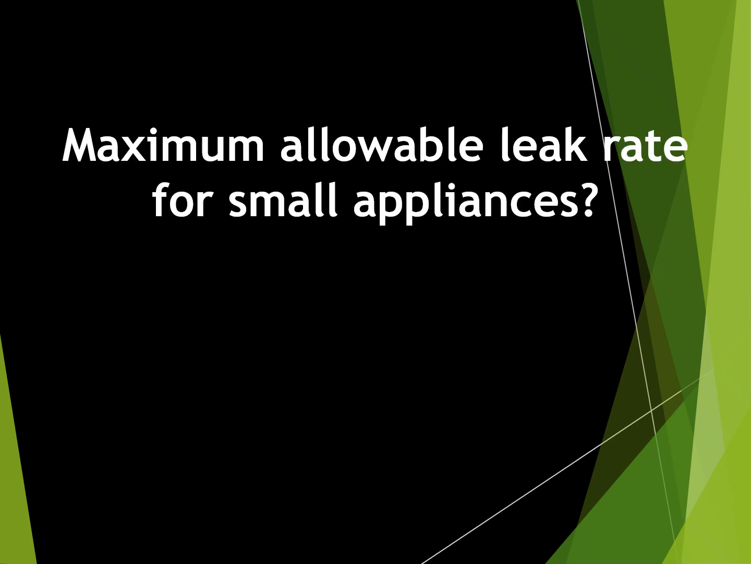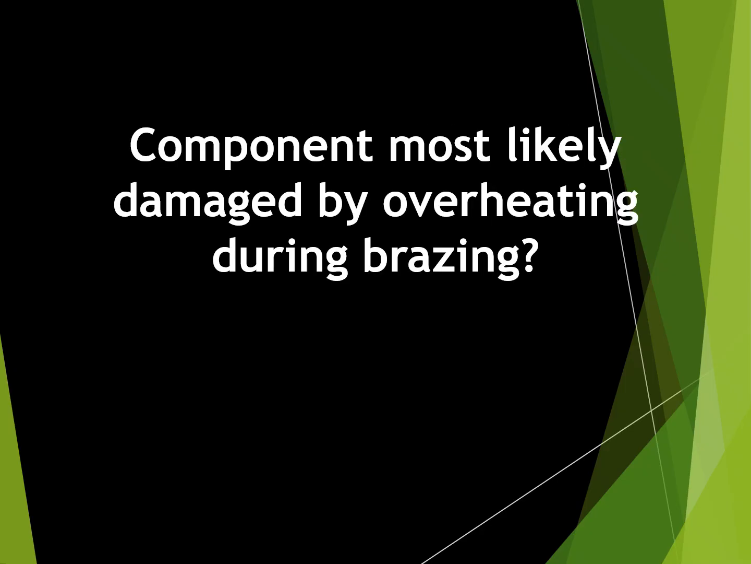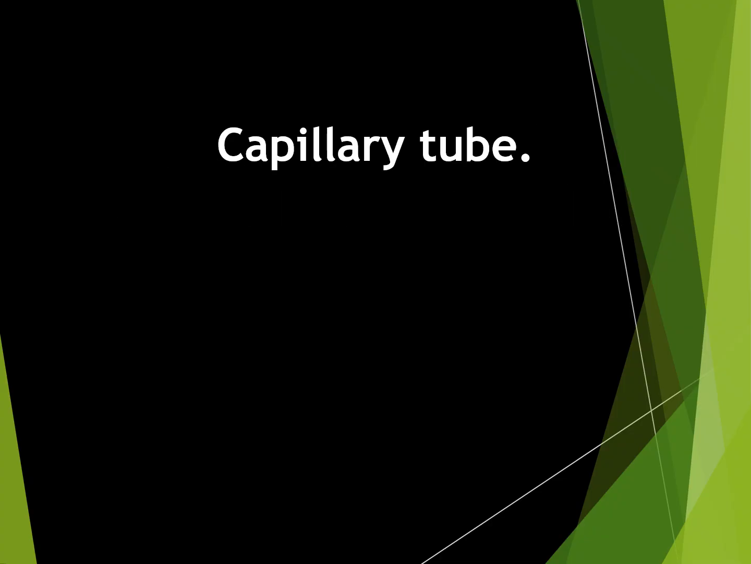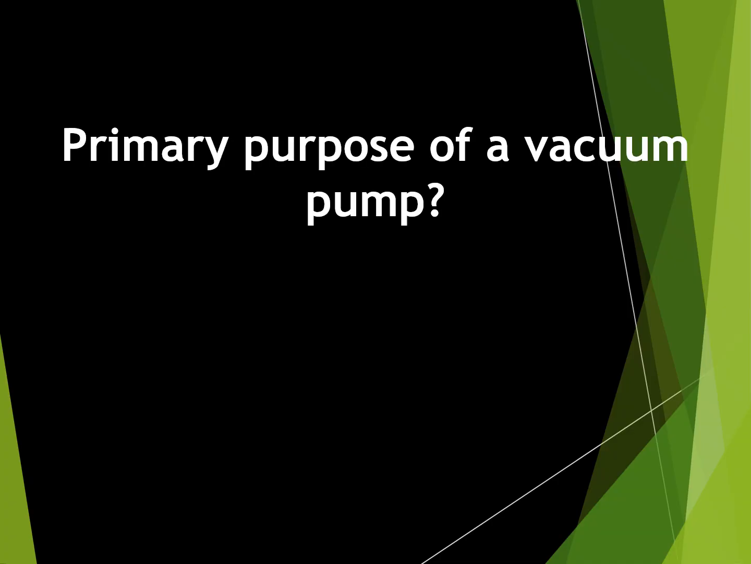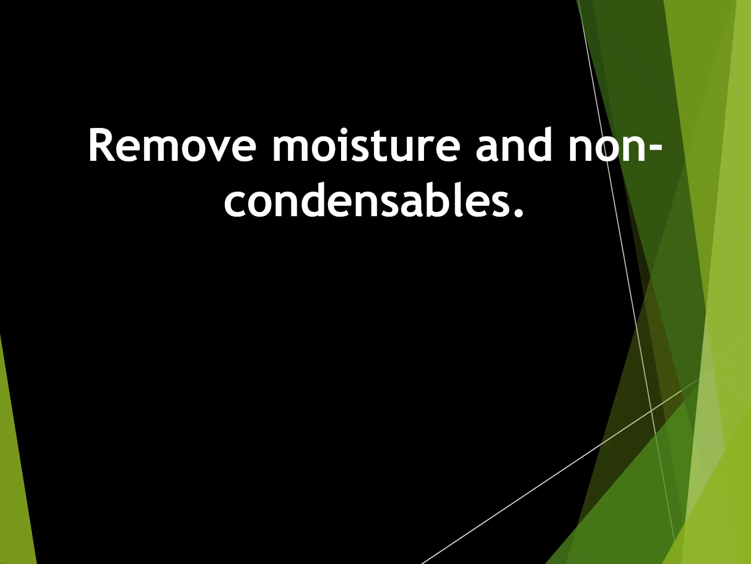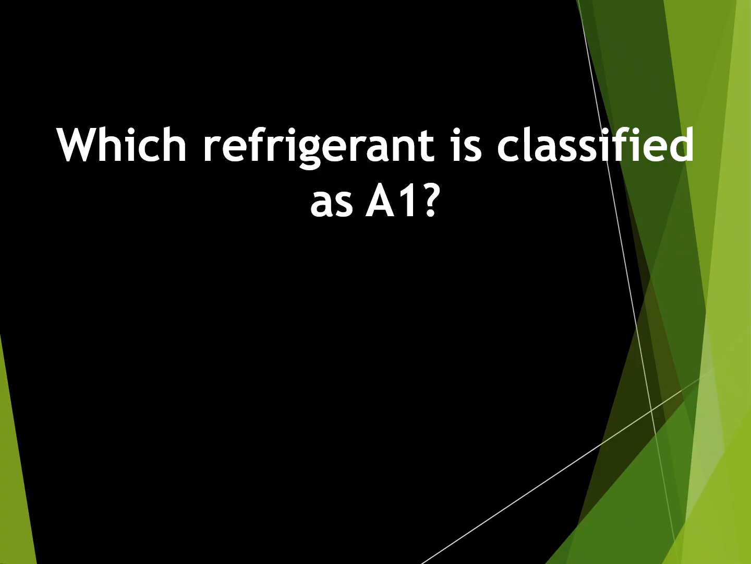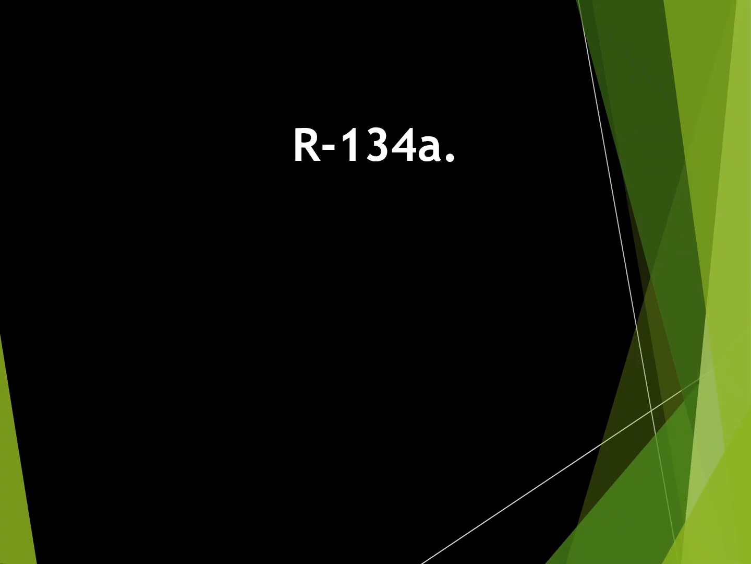Maximum allowable leak rate for small appliances. 0%. Component most likely damaged by overheating during brazing. Capillary tube. Primary purpose of a vacuum pump. Remove moisture and non-condensables. Which refrigerant is classified as A1? R134A.